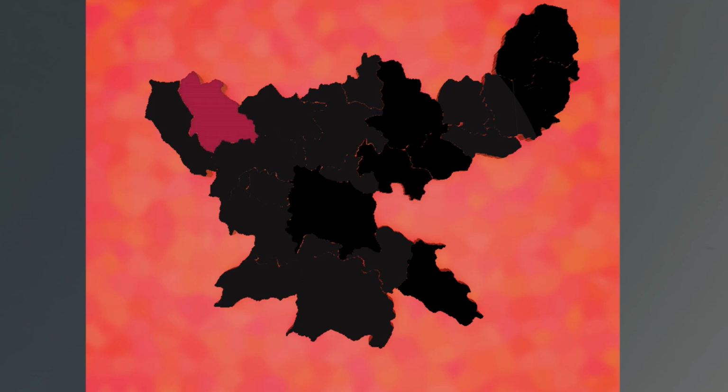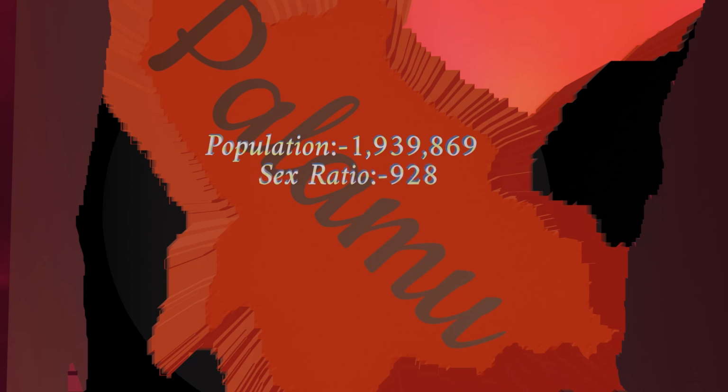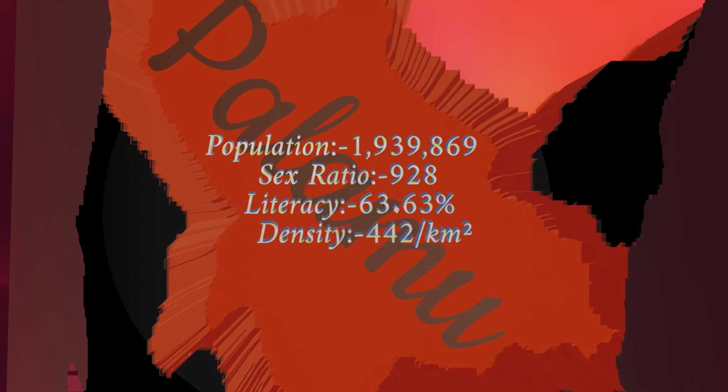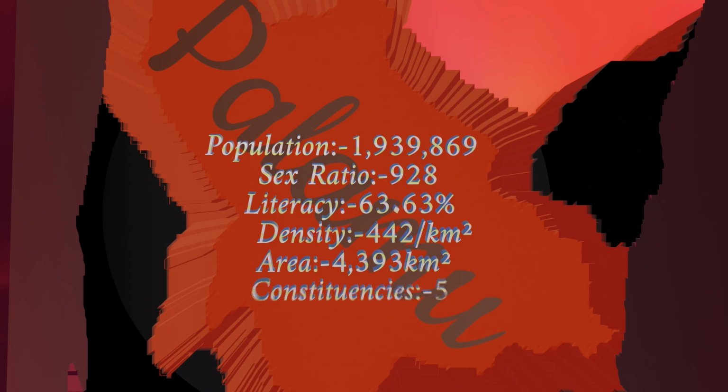Now let us move to Palamu. Population of Palamu is 1,939,869. Sex ratio is 928. Literacy rate is 63.63%. Density is 442 per kilometer square. Area is 4,393 kilometer square. Constituencies are 5.